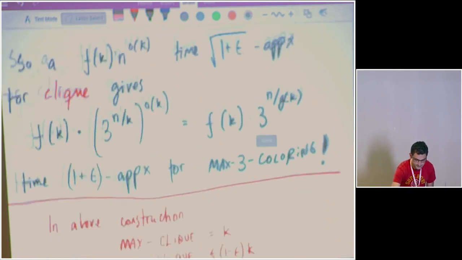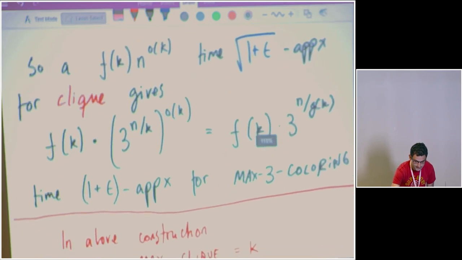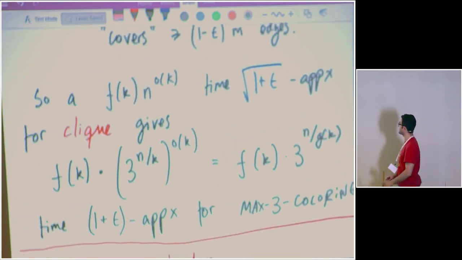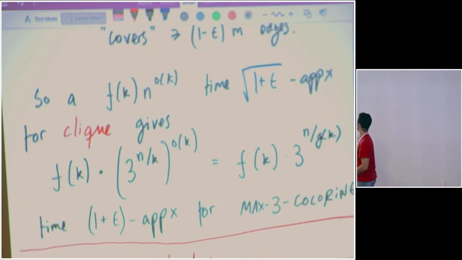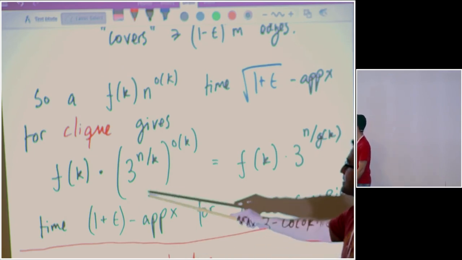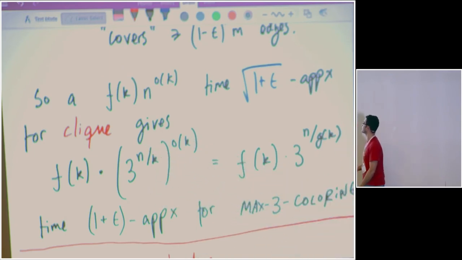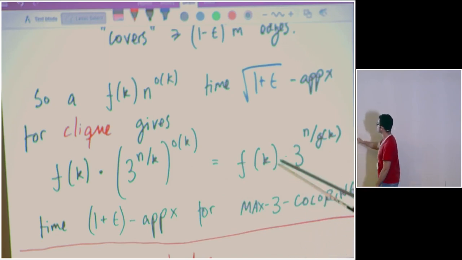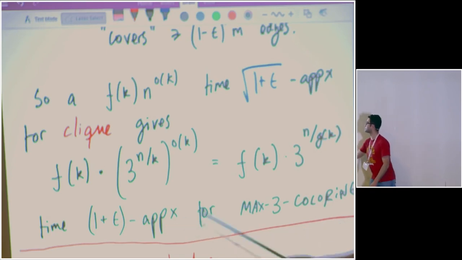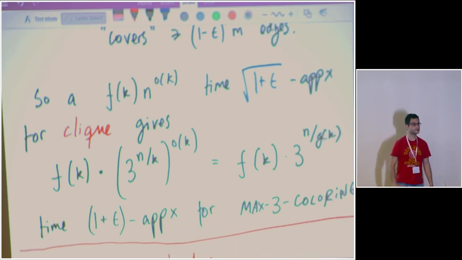So in particular, if I have an f of k n to the little o of k time square root of 1 plus epsilon, so basically a 1 plus delta approximation for clique, well, then it gives us an f of k times 3 to the n over k times little o of k, so that simplifies to 3 to the little o of n time 1 plus epsilon approximation for 3 coloring. So we can't have that, assuming gap ETH star.